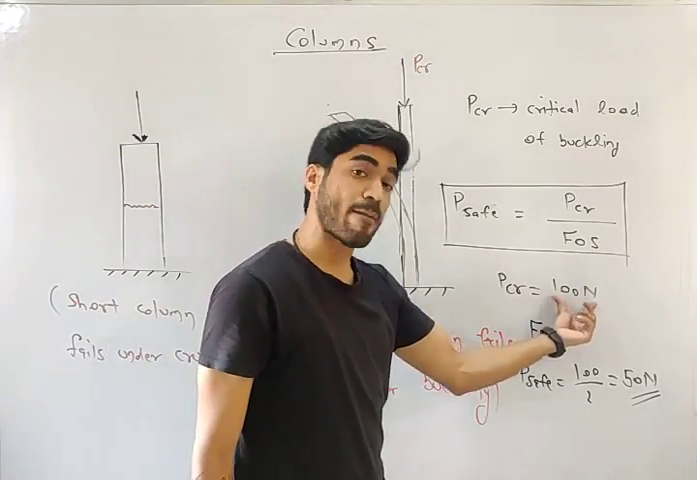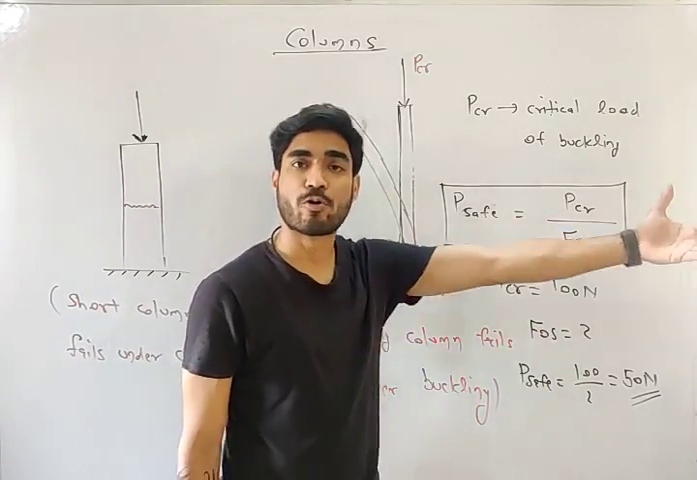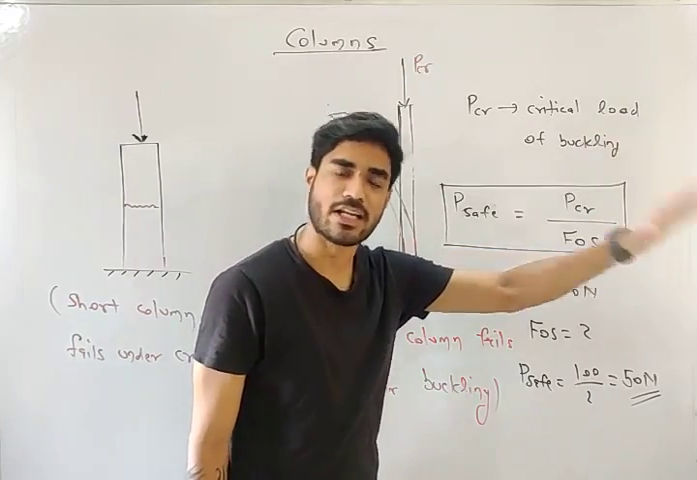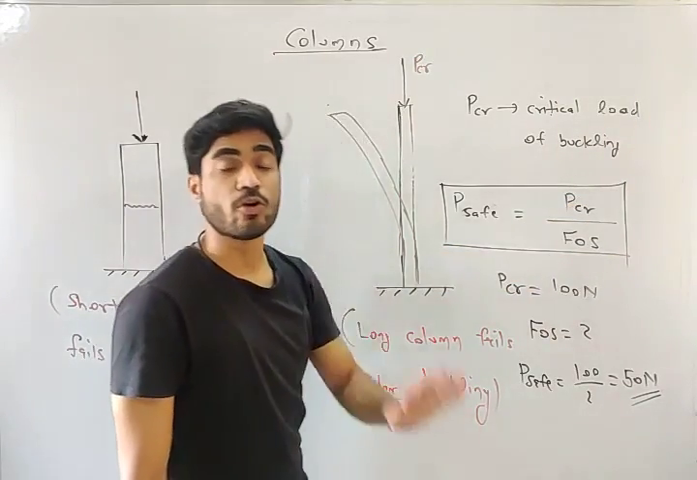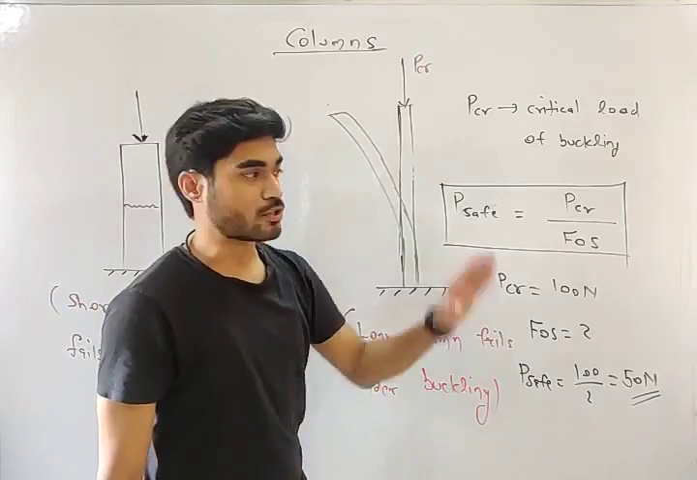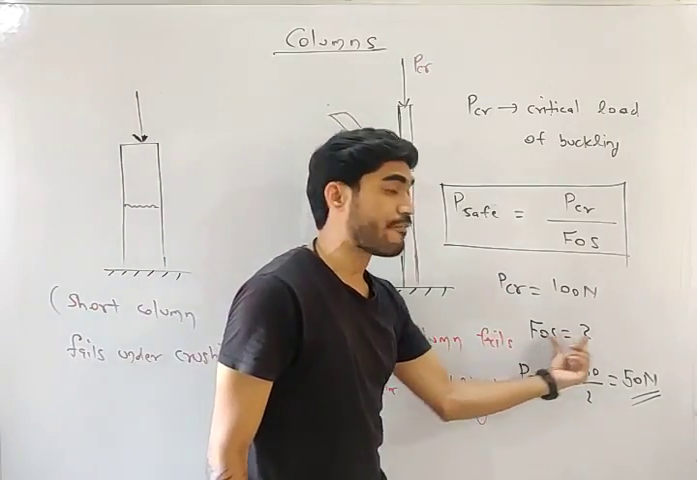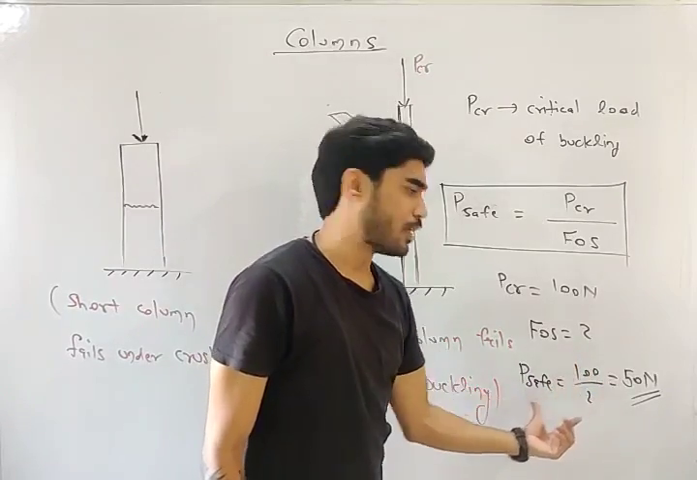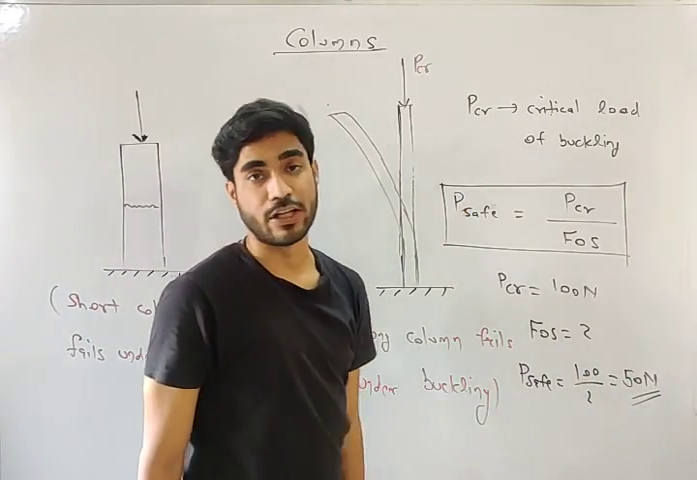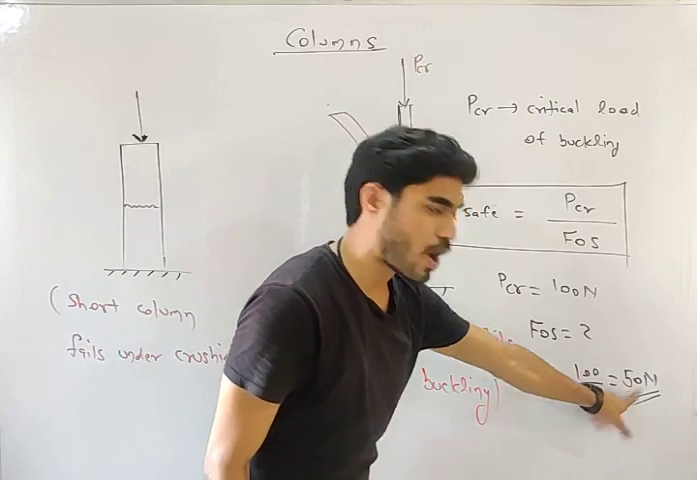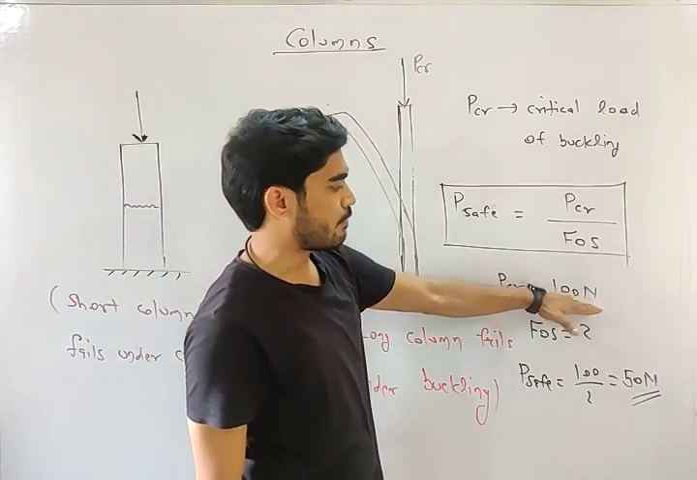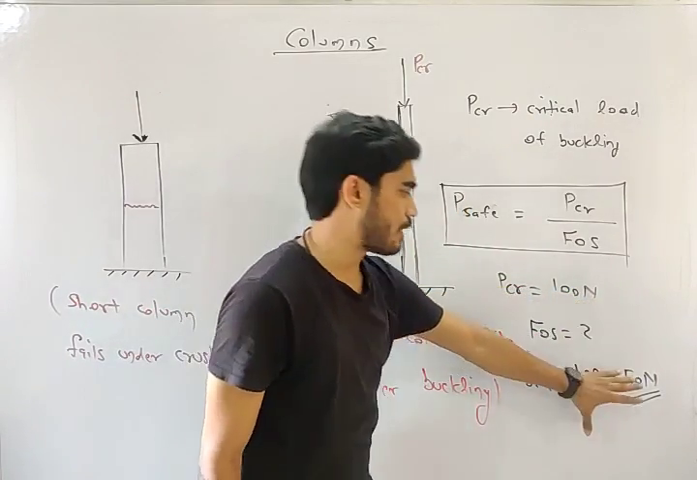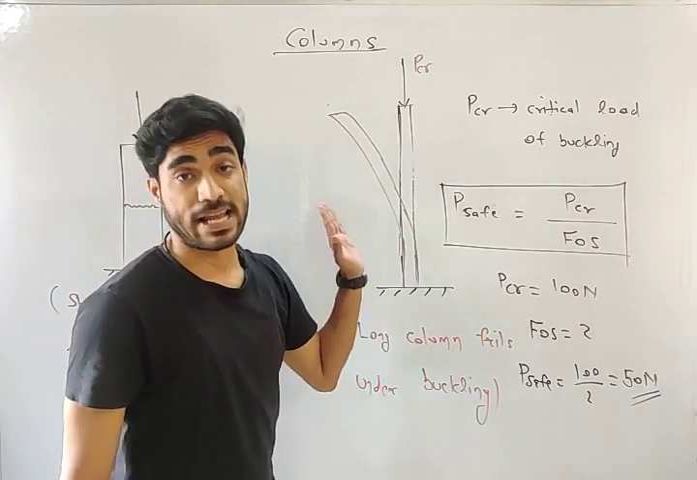You can apply up to 100, you can go up to 99.9, but you don't want to take any risk. So you use some factor of safety. So your maximum applicable load, your safe load, is only 50 Newton. You will not cross 50 Newton. The maximum limit is 100 Newton, but you are only applying 50 Newton, so you are safe, my friend.